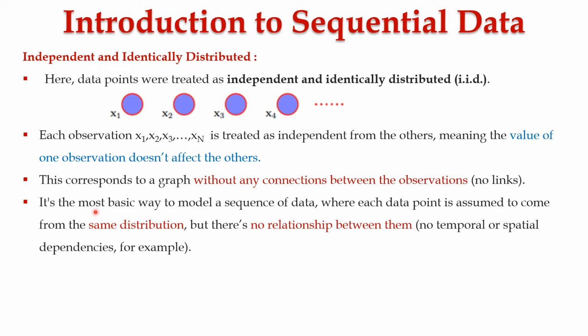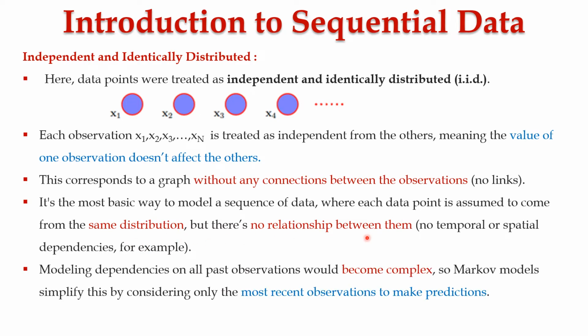It is the most basic way to model a sequence of data where each data point is assumed to come from the same distribution, but there is no relationship between them. Modeling dependencies on all past observations would become complex, so Markov model simplifies this by considering only the most recent observations to make predictions.